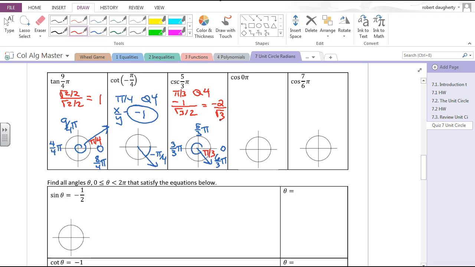Cosine of 0 pi. That's just a cosine of 0. Look at 0 in your unit circle. What's your x coordinate? It is 1.